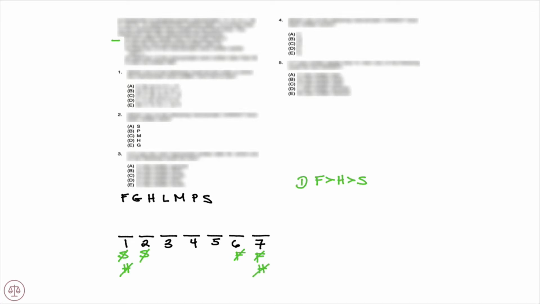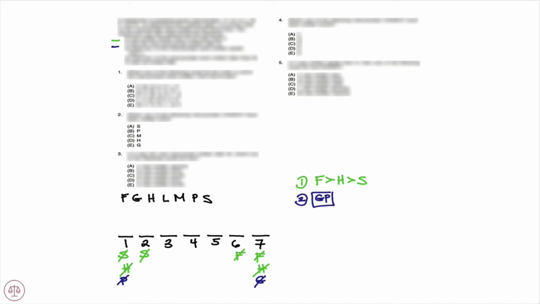The second condition tells us that P was the next manuscript written after G. So the second condition is going to establish this GP box. And again, we know that P cannot be first and G cannot be seventh.